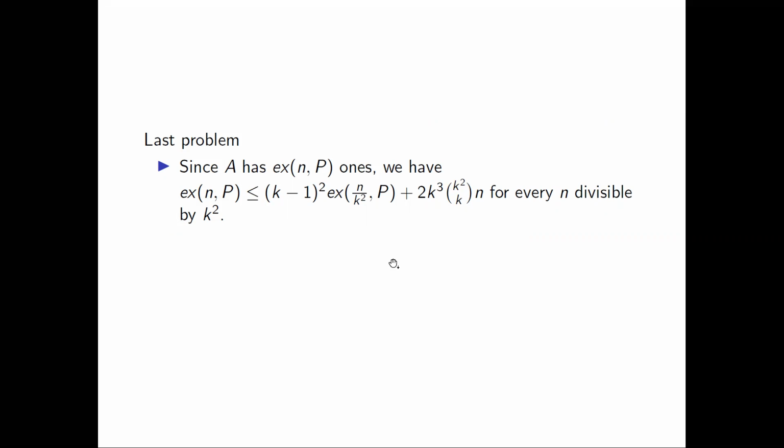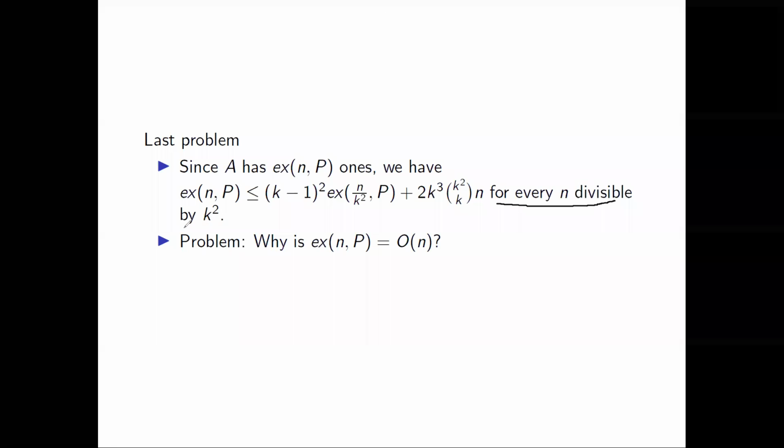So given this inequality that we proved, here's the problem. The problem is to prove the final result, that the extremal function of n, P is big O of n. So it has a linear bound in terms of n. And we have this bound for every n divisible by k squared. So why can we get the linear bound for all n? So that's one thing you have to deal with. And I'll give you a hint for this result.